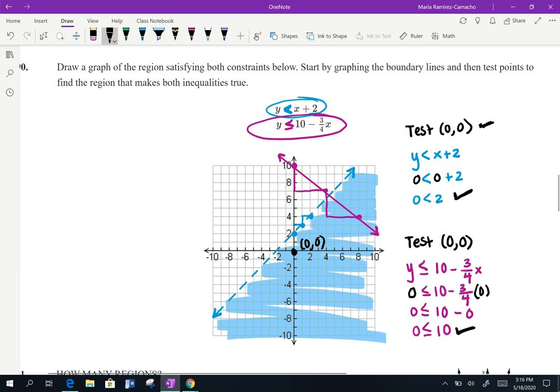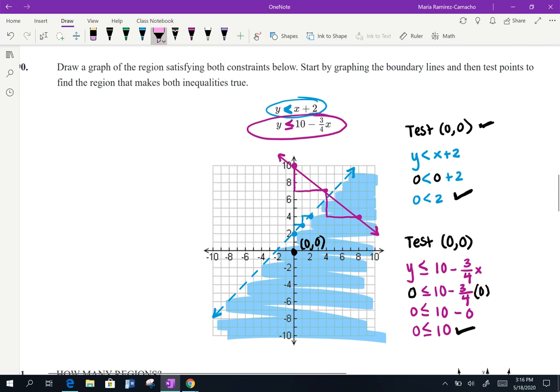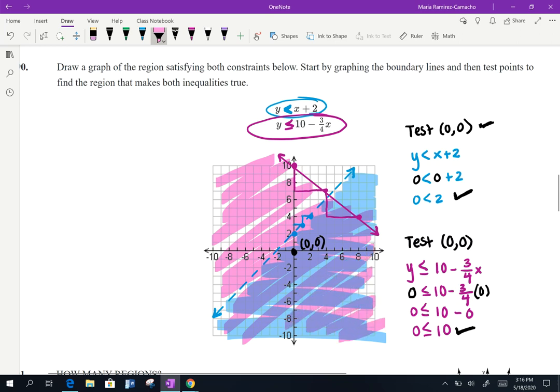So for this line that I just drew in dark pink, we're going to shade towards 0, 0. So I'm going to take a different color. Okay. Shade, shade, shade. So see how we're getting some overlap here? We're starting to see some purple because we have both pink and blue. That is our solution region.